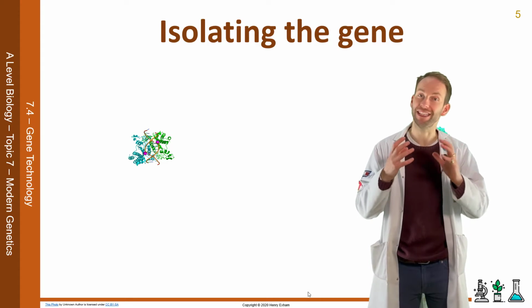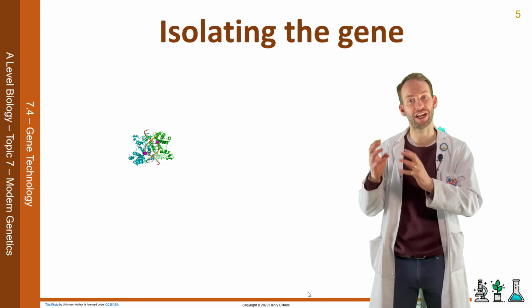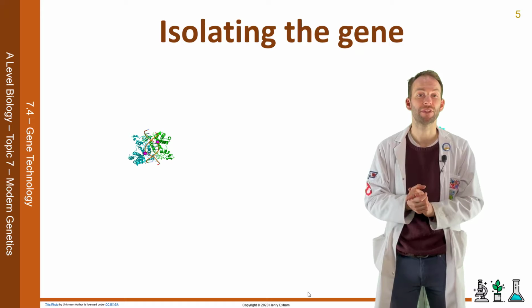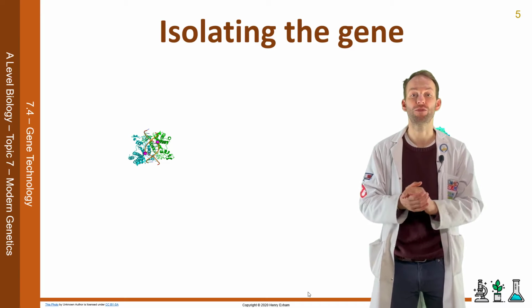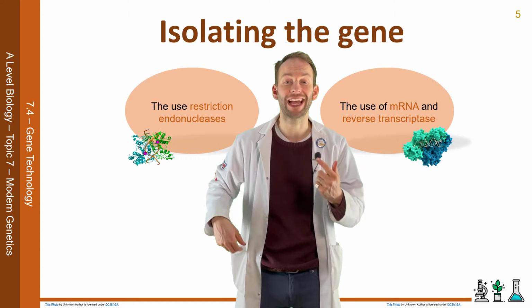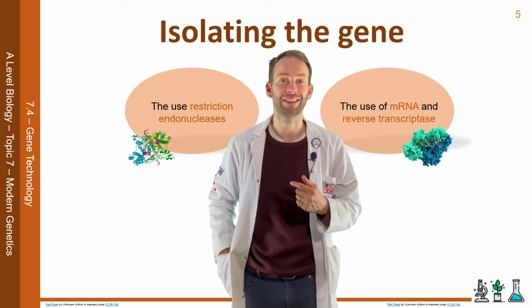The first step in creating this recombinant DNA is to isolate the desired gene from the genome of the gene donor. Now, there are two main methods we'll look at for this. One is the use of restriction endonucleases, and the other is the use of messenger RNA and reverse transcriptase.